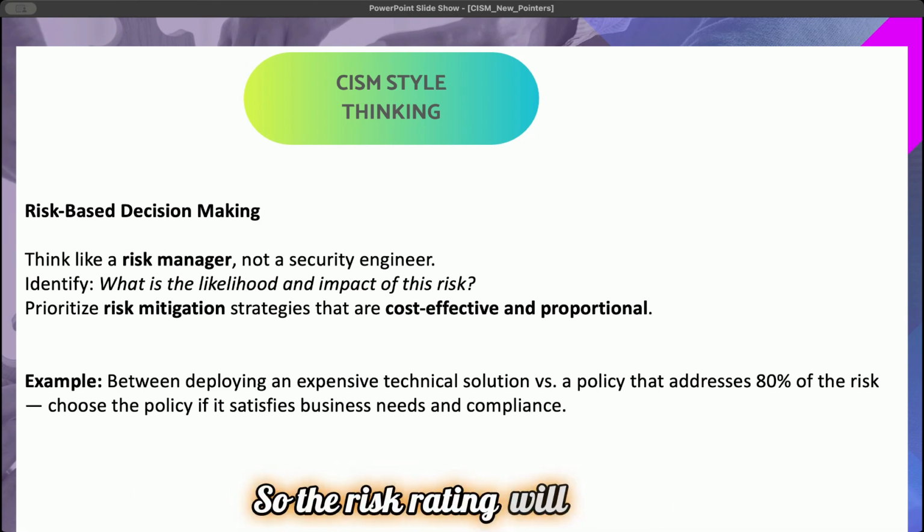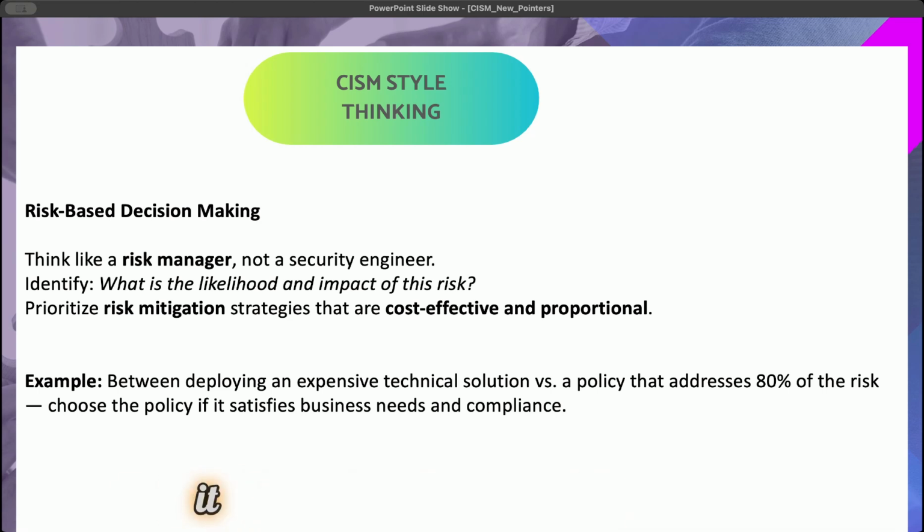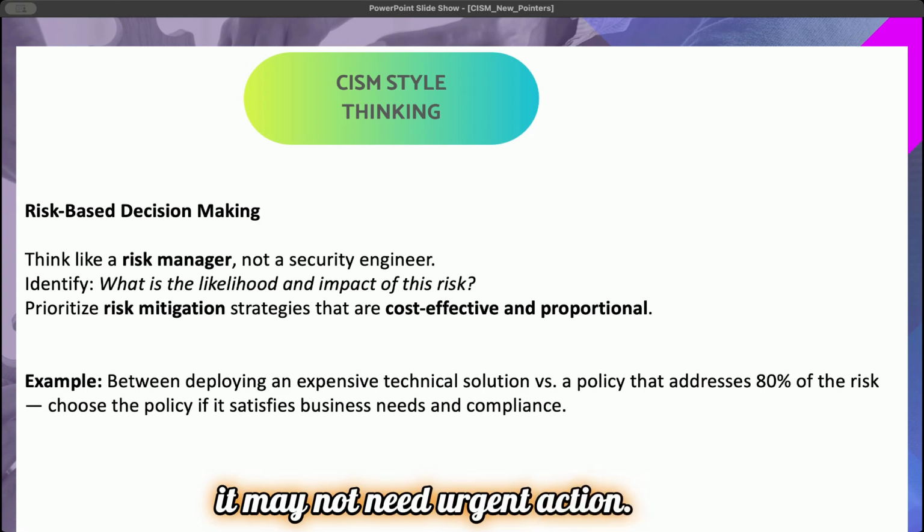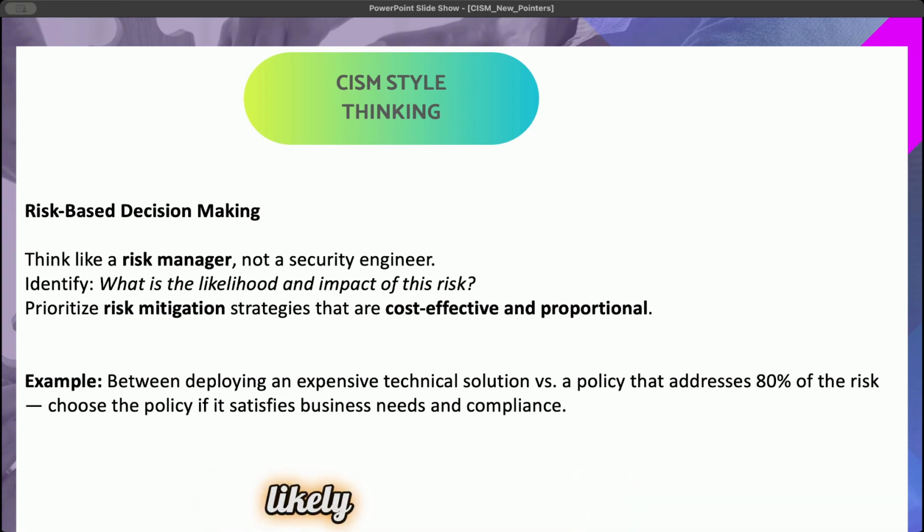So the risk rating will be low as per your assessment. Even if a risk is severe, if it's very unlikely, it may not need urgent action. And if a risk is very likely but low impact, you might tolerate it or mitigate it cheaply. How is it put in practice?